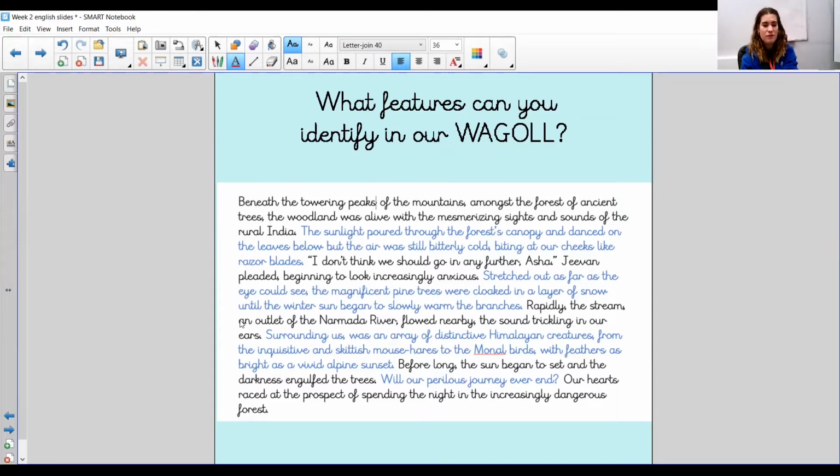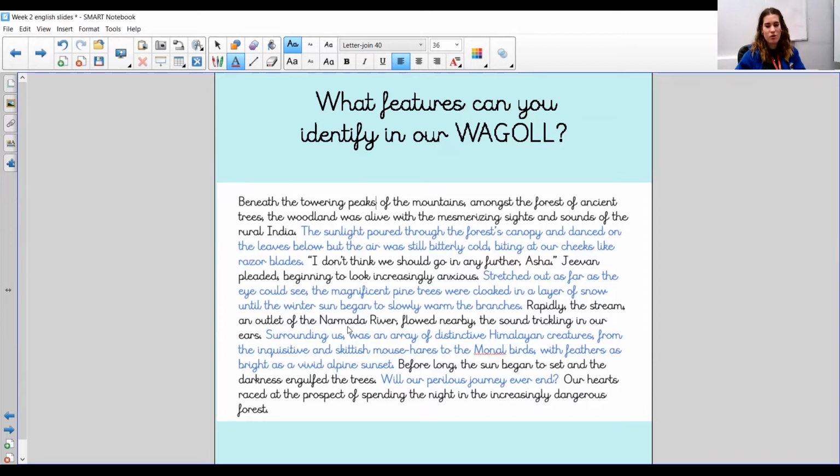This is an appositive. An outlet of the Narmada River is an appositive. This is adding more information to our noun, which is the stream. I don't want you to worry about that big word, appositive. However, I just wanted to point out that some of you are already using these things in your writing, and they have got fancy names. So that was that bit. Surrounding us was an array of distinctive Himalayan creatures, from the inquisitive and skittish mouse hares to the monal birds, with feathers as bright as a vivid alpine sunset.